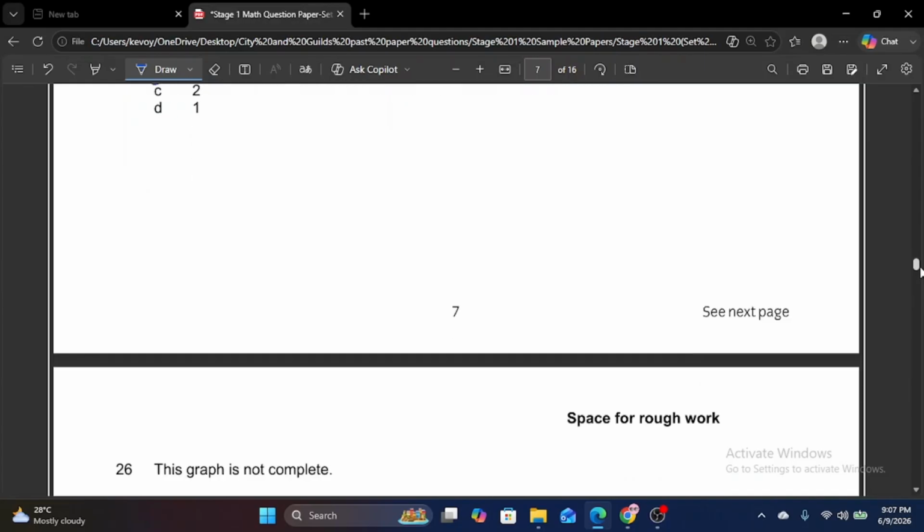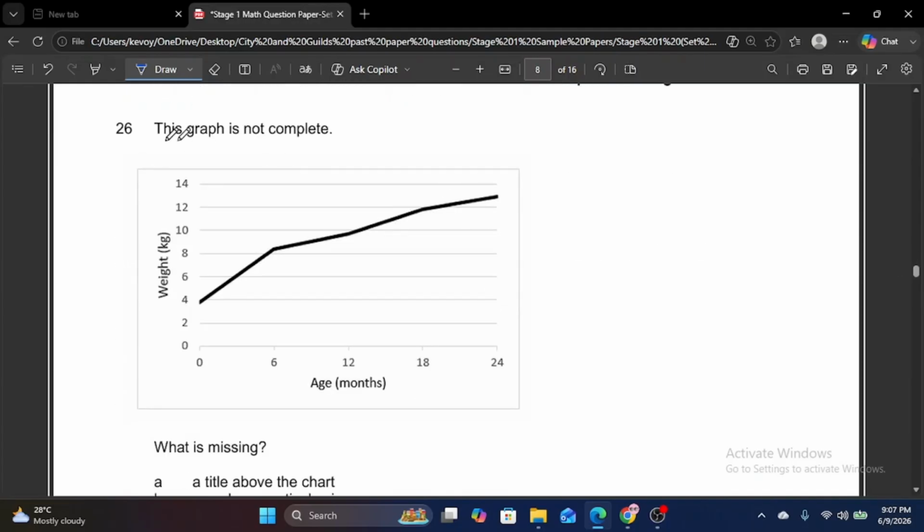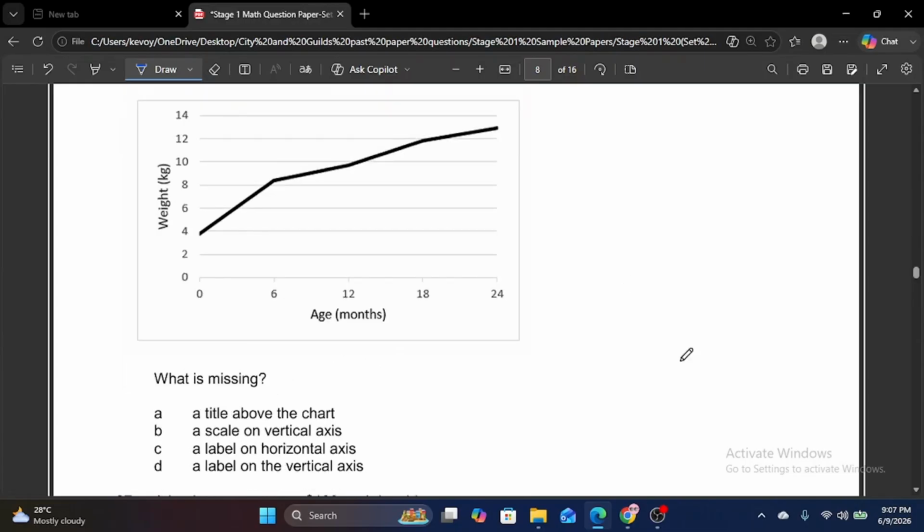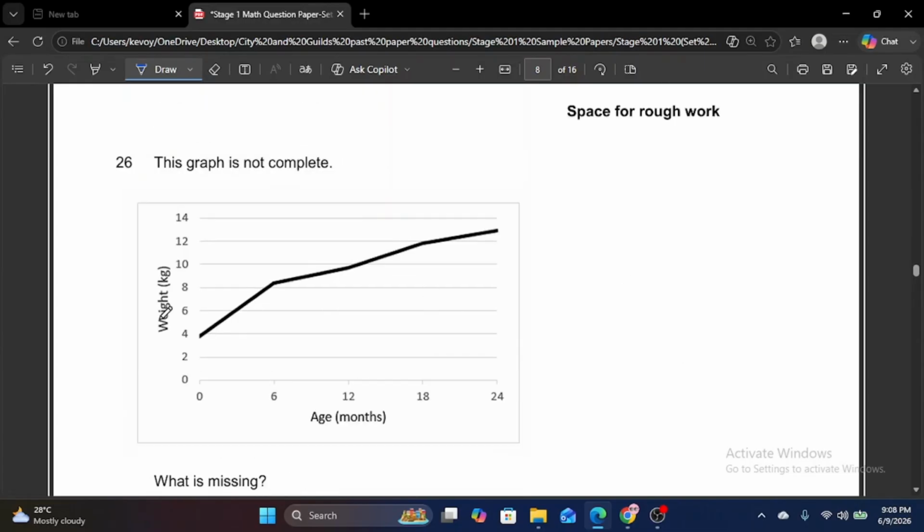Alright, moving right along. This graph is not complete. Why is it not complete? What is missing? Looking at this graph, I see the label for the scale of the y-axis and the label for the scale of the x-axis. But I don't know what this graph is about, so the title is missing. Normally you should have a title right above. I'm not seeing it right there, so the title is missing.